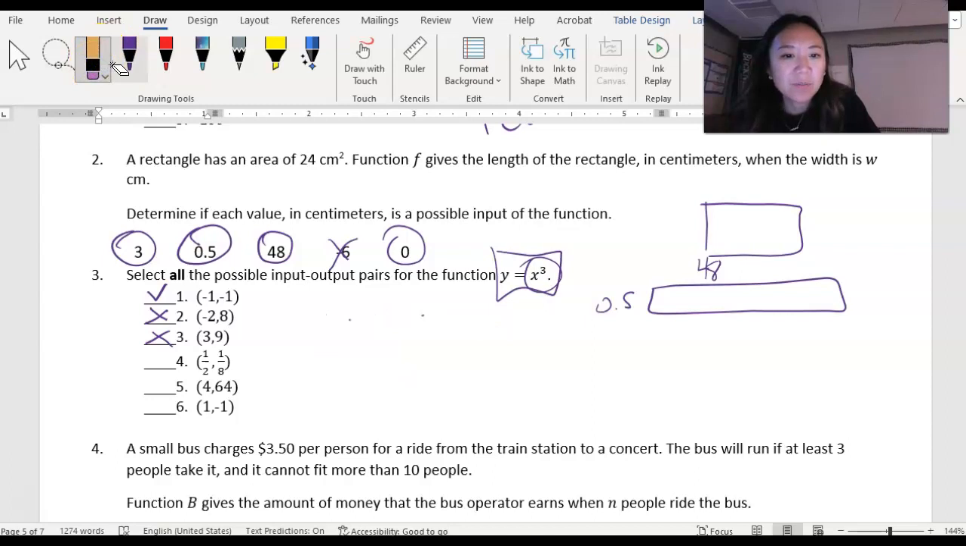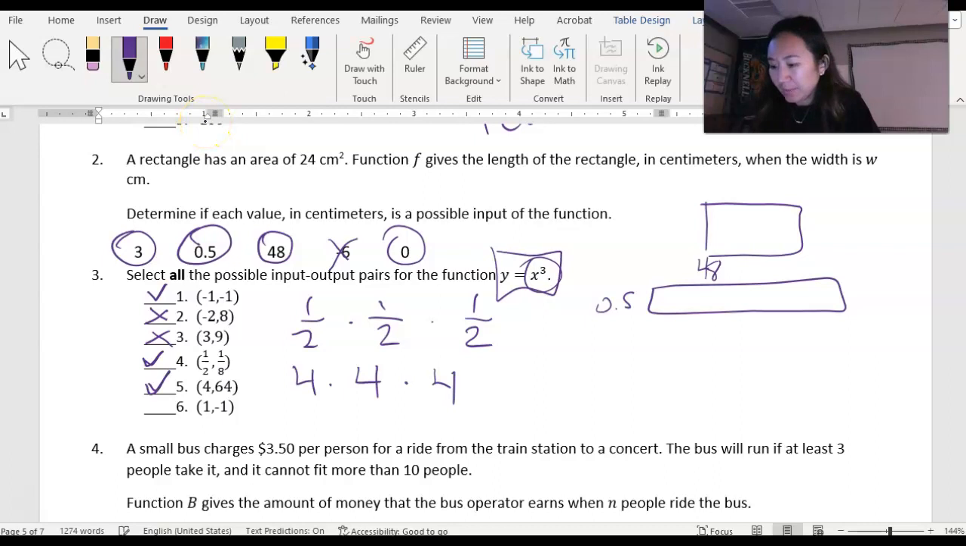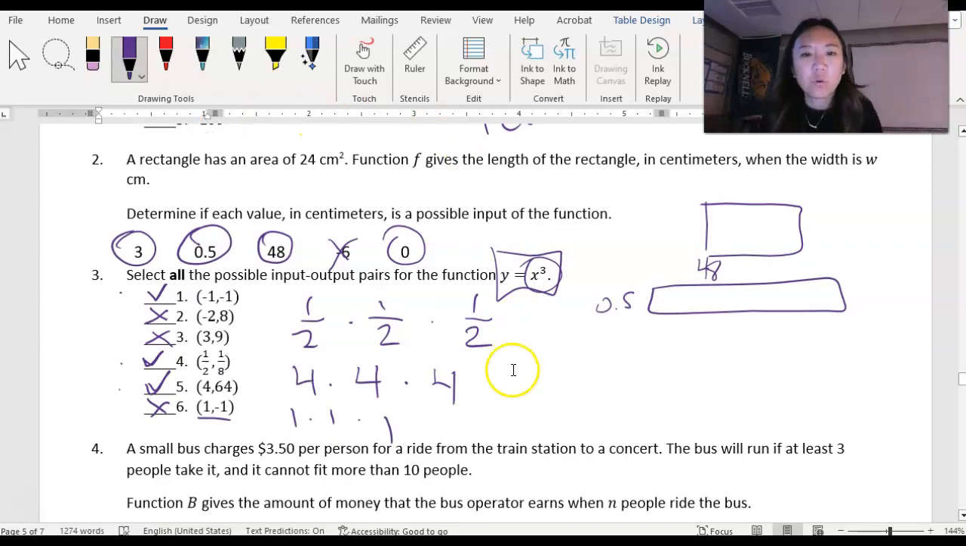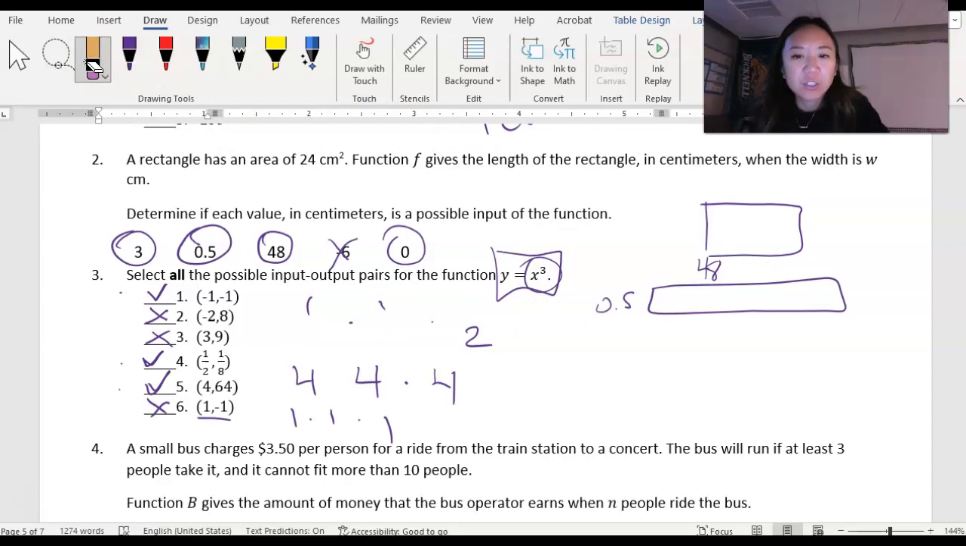All right. 1/2 times 1/2 times 1/2. 1/2 times 1/2 is 1/4 times another 1/2 is 1/8, so this one works. And then 4 times 4 is 16 times 4 is 64, so that works. And 1, -1. This would not work because 1 times 1 is 1 times 1 is 1, +1, so that is not it. So 1, 4, and 5 are your best answers for that. And again, the way to figure that out is just to plug in those inputs and see what you get for your output and whether or not that works.